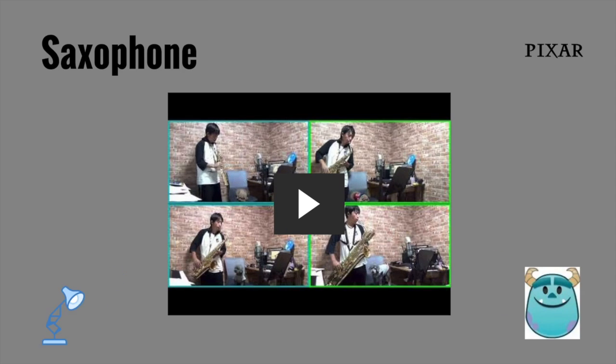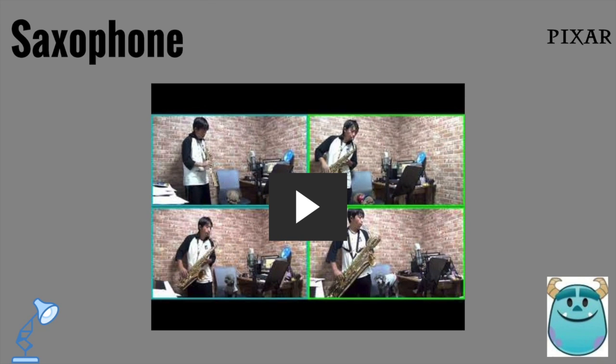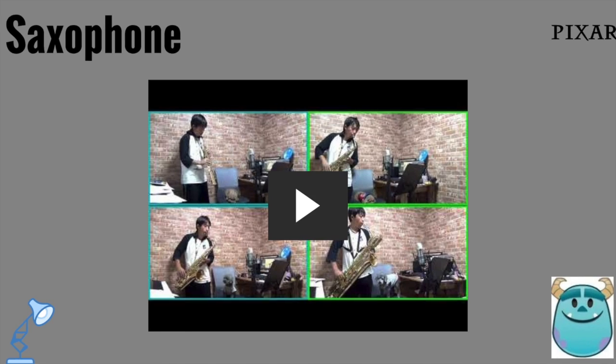All right, next we have the saxophone, and this is actually going to be what's called a saxophone quartet, and it has all three instruments that we discussed, including another one that's called the soprano saxophone. And I think hopefully you'll recognize the song.